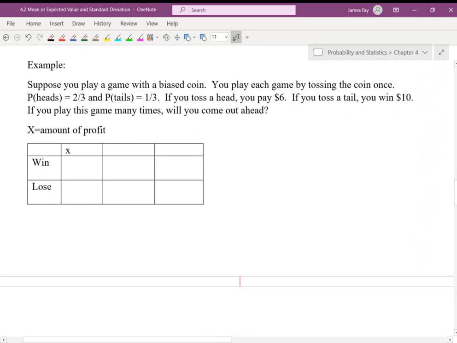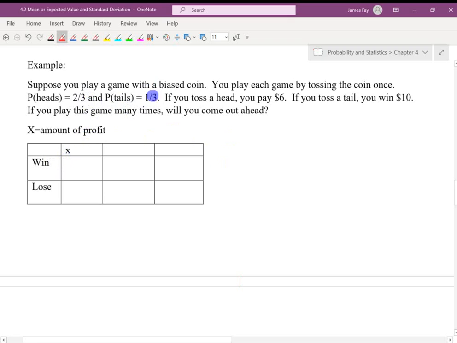This is another one. Sometimes we get to the point where flipping a coin gets kind of boring with one half all the time, right? So what they'll do is they'll tell you you have an unfair or a biased coin. Maybe one side's made out of a heavier metal than the other. So we find out that heads shows up 2/3 of the time and tails shows up 1/3 of the time. Okay? So we've got this game that says you play each game by tossing the coin once. If it lands heads, you pay $6. If it lands tails, I win $10. And it wants to know what is the expected value if you play this game over and over and over again. Okay? So I win 1/3 of the time.